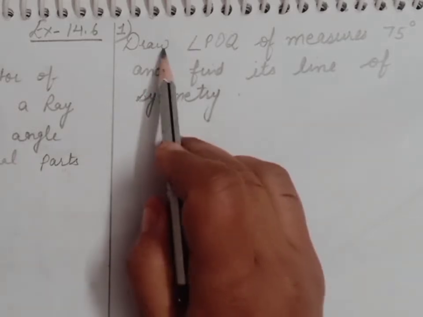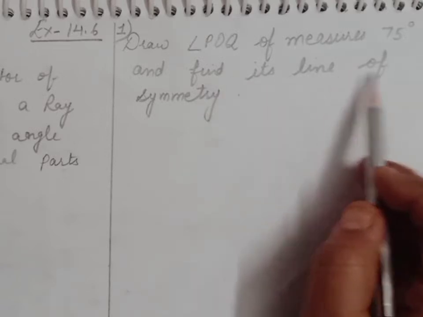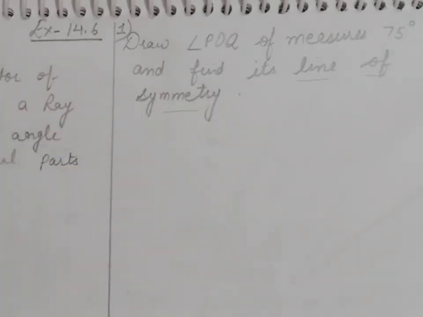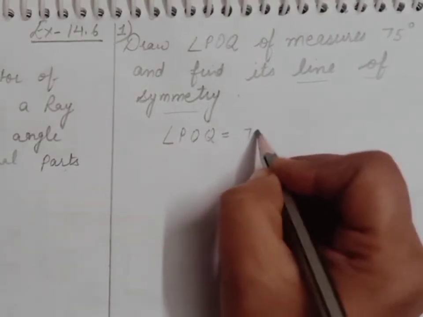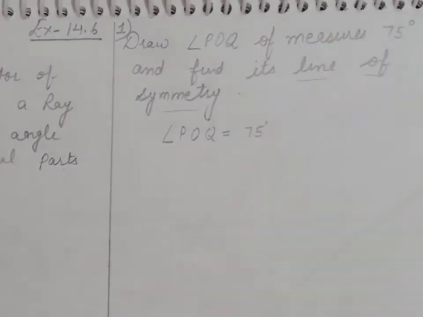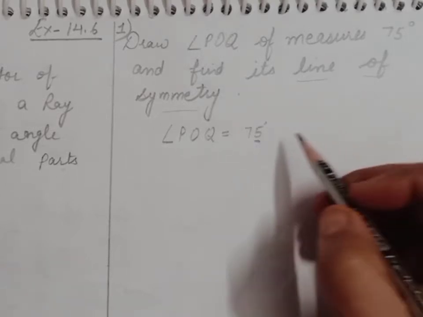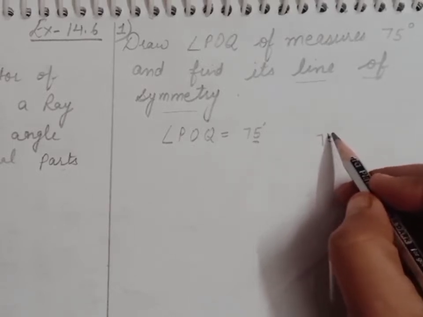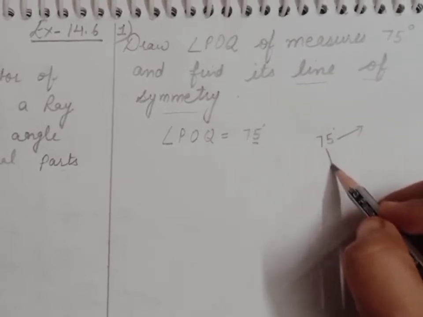First question: draw angle POQ of measure 75 degree and find its line of symmetry. Line of symmetry means we have to find its angle bisector. First of all students, you should know how we can draw an angle of 75 degree. You should know what the helping angles for this should be. The unit digit of the angle is 5 now. When an angle has unit digit 5, we first have to find its helping angles.